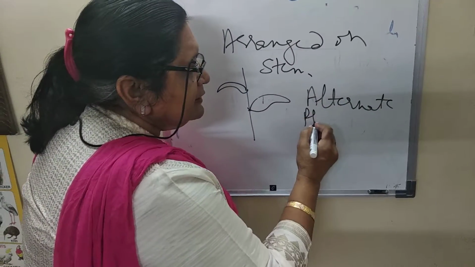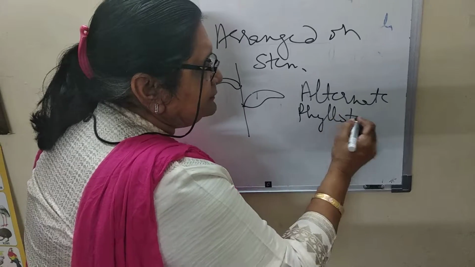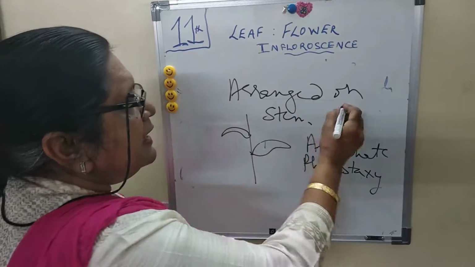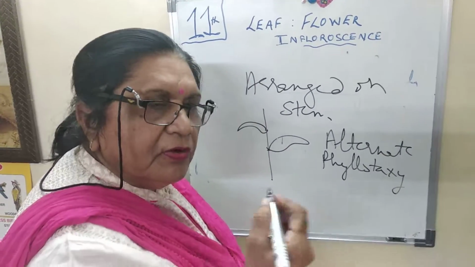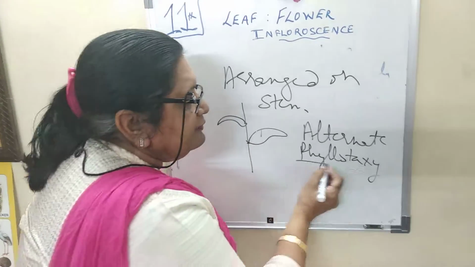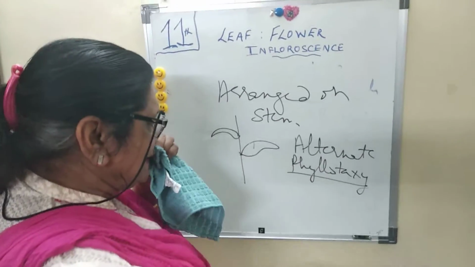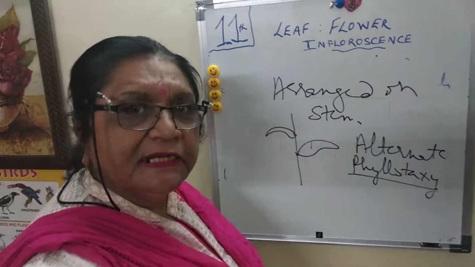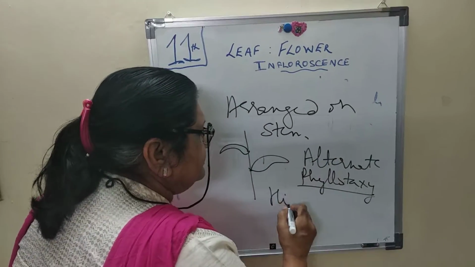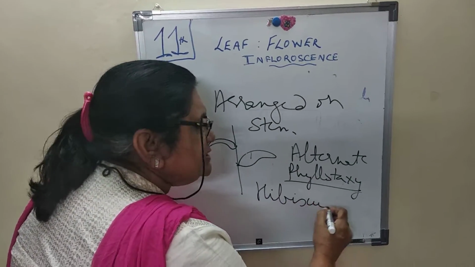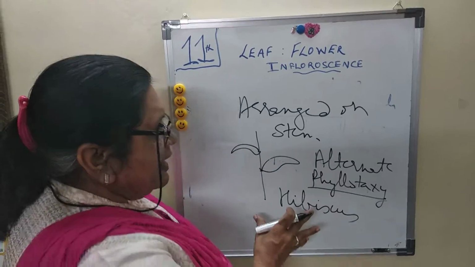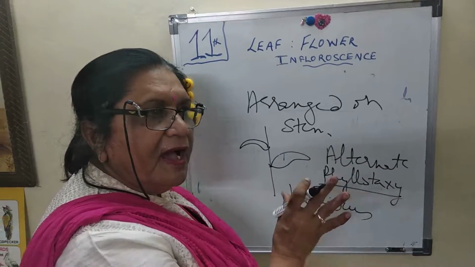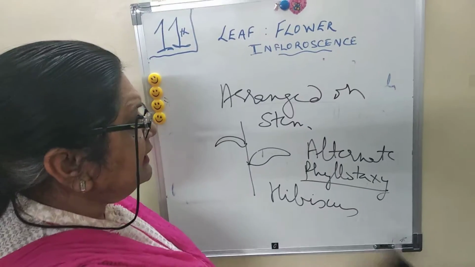The arrangement of the leaf on the stem is called phyllotaxy. The first condition is alternate. Example, hibiscus. For the exam, at least you have to learn one example. Hibiscus leaves remain alternate to each other at an angle.